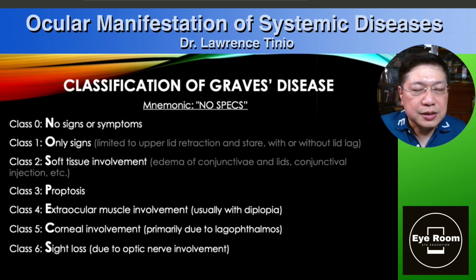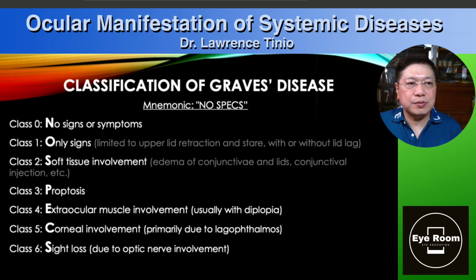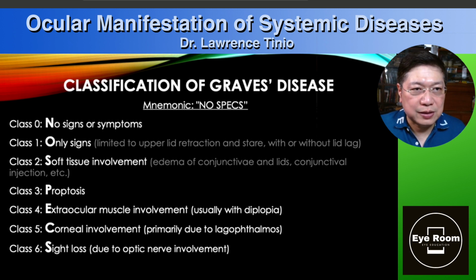These are the classification for Graves' disease. The mnemonic is NOSPECS. So just memorize the mnemonic. Class 0 is no signs and symptoms. Okay, just remember when you're putting the grades, it's grades 0 to 6, not from 1 to 7. Okay, it's 0 to 6, not 1 to 7. There's a class 0, meaning there's no signs and symptoms.